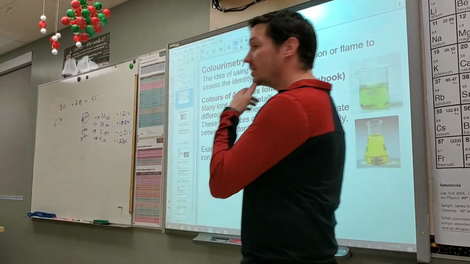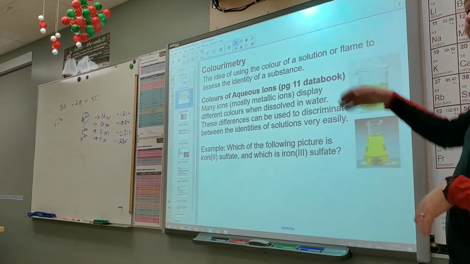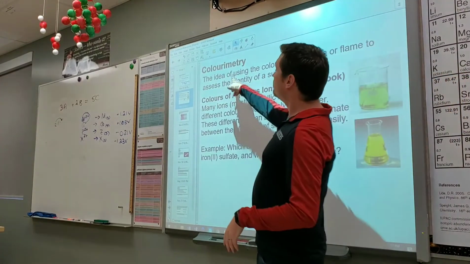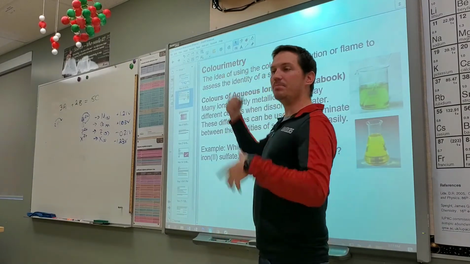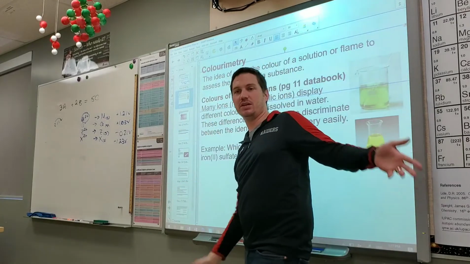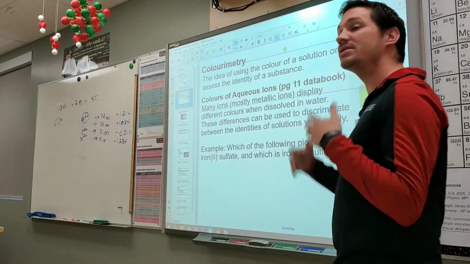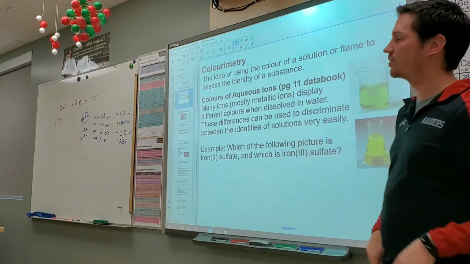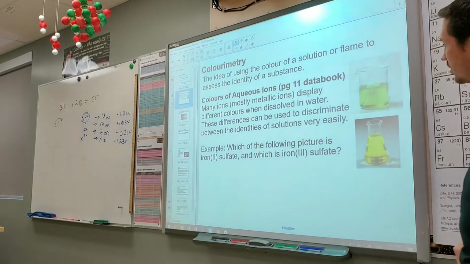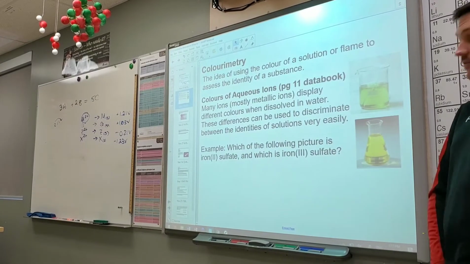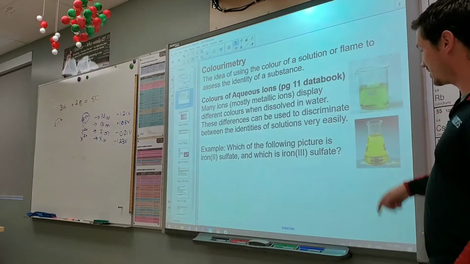Of the types of qualitative analysis that we can do, one is called colorimetry. And any metry is like measuring. So what are you measuring here? Color. Now we're not actually measuring color. There's actually specific ways to measure color, but here is very basic measuring of color. The idea of using a color of a solution or a flame to assess the identity of a substance. We can tell the difference between that substance and that substance.